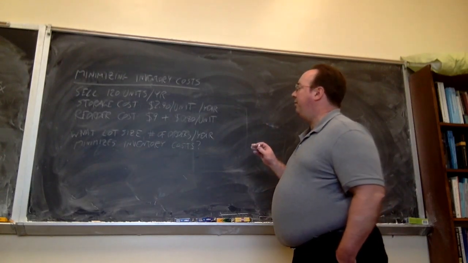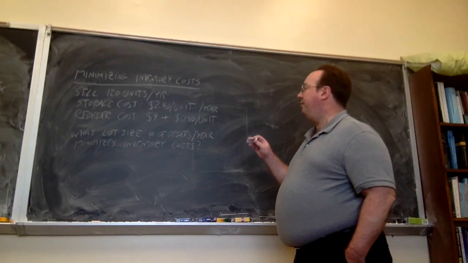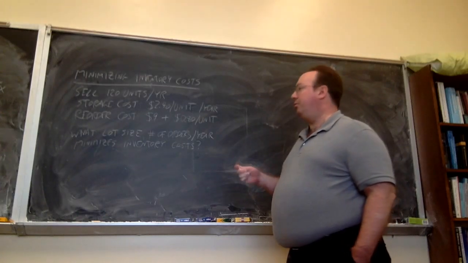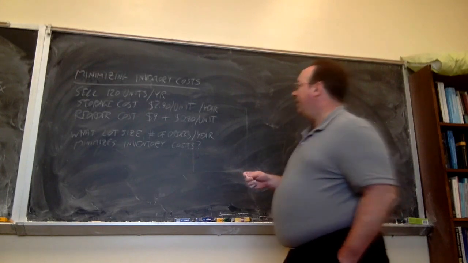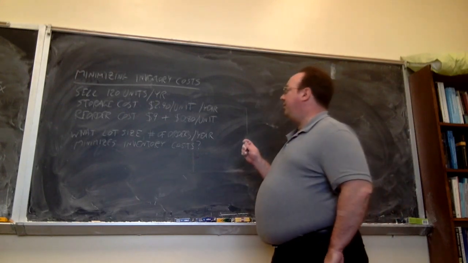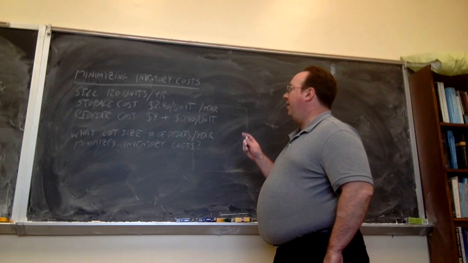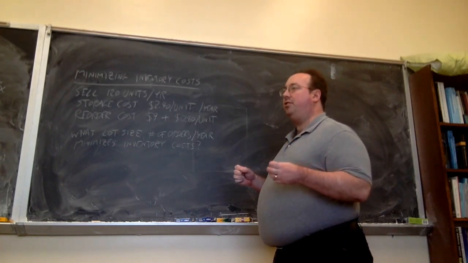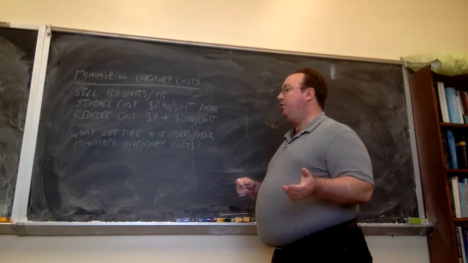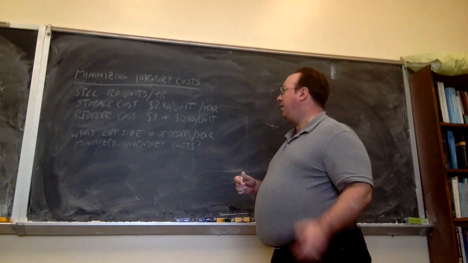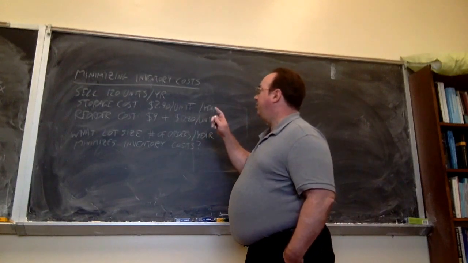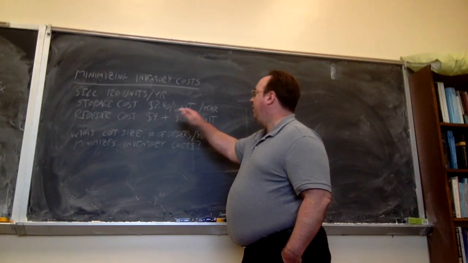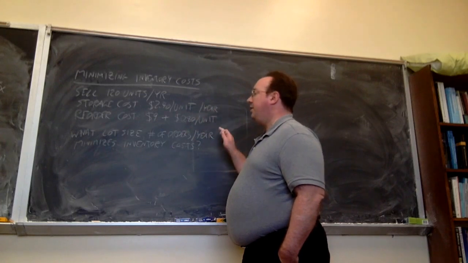So in this problem, we have a company that is expecting to sell 120 units per year of a certain product, a product that they have to order. So they have to take into account their inventory costs: once they get the product in, how much it costs to store the units of this product. They estimate that their storage cost is $2.40 to store a unit for a full year.